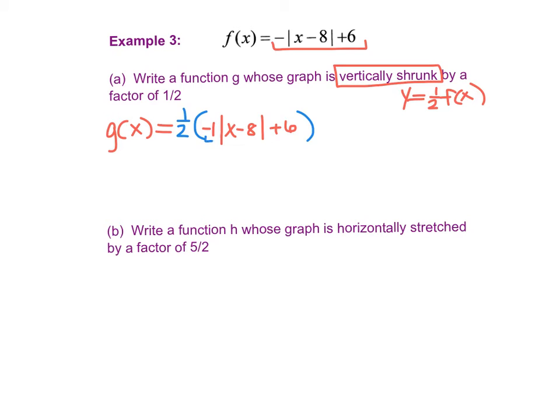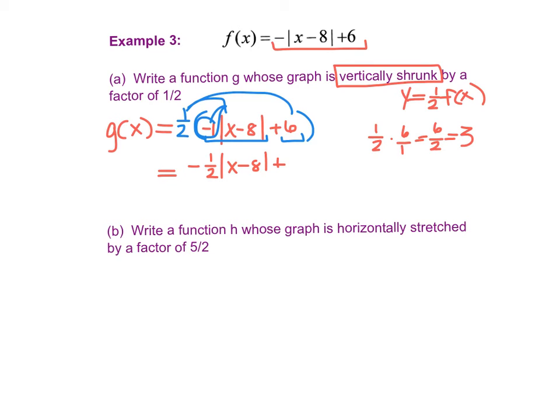So we're going to distribute this to each chunk, which we can see there are 2 chunks in there that are grouped. So we distribute to each. This 1/2 gets multiplied by the coefficient here, so we end up with -1/2 in front of that absolute value, plus 1/2 times 6. Remember, you can do 1/2 times 6/1, which becomes 6/2, which is 3. So this becomes plus 3.